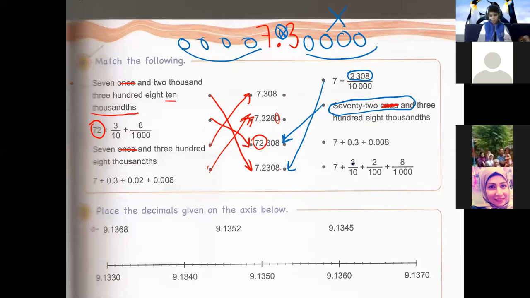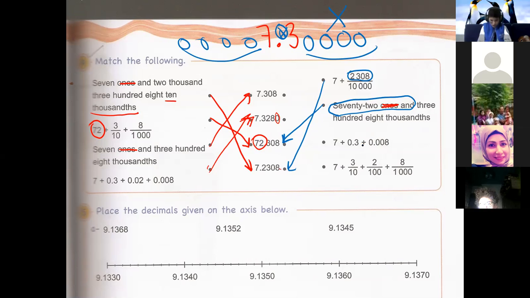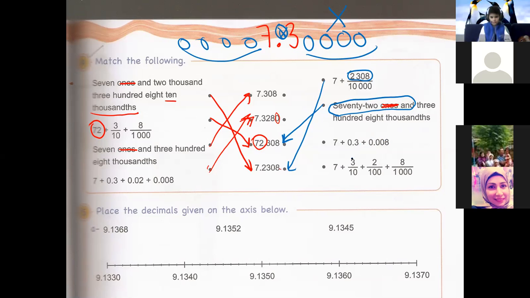Yes, teacher. 7 plus 0.3 plus 0.008. Which one is the correct choice? The second one. Why? Because did I write here 2? Do we have 2? We have just 3 and 8. The first one. Yes, the first one.